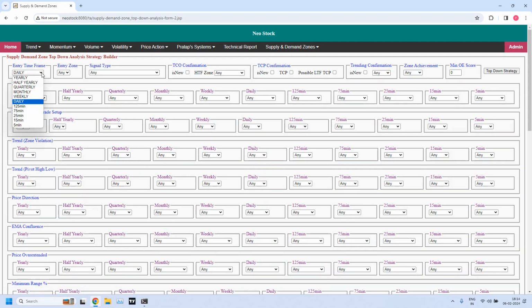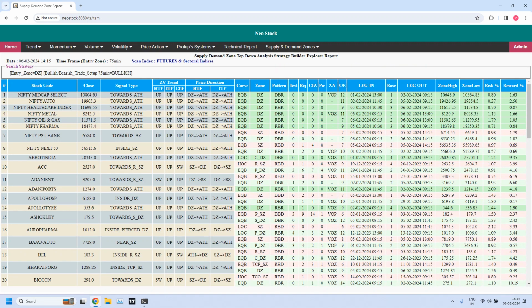In weekly income trade, the LTF time frame can be either 125 or 75, but I am limiting my discussion to 75 minutes only. I don't enter into 125. I don't want to increase the complexity. This itself is enough for you. 75 minutes, and entry zone should be demand zone. And in bullish or bearish trade setup, we are selecting 75 minutes as bullish. Let us generate. You may get a very big list.